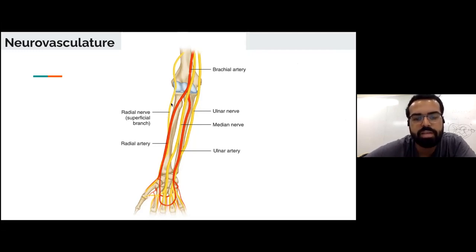The radial nerve is sort of cutaneous, so the skin and touch for the posterior arm, and then for the anterior forearm, we're worried about the median nerve and the ulnar nerve. The median nerve runs in the middle, makes sense. The ulnar nerve runs on the ulnar side. That's how you remember that.